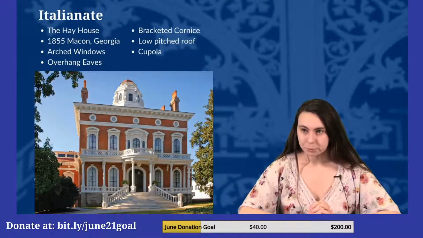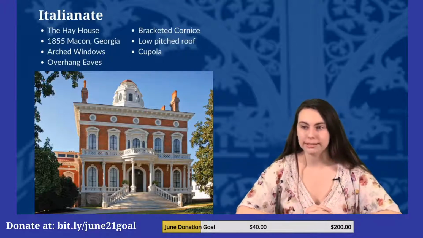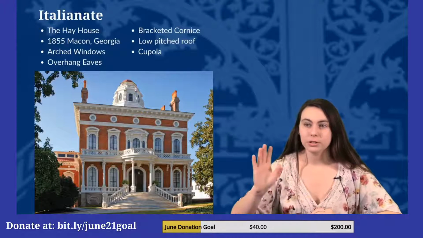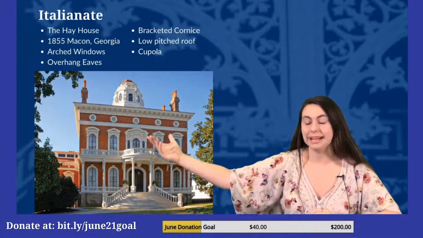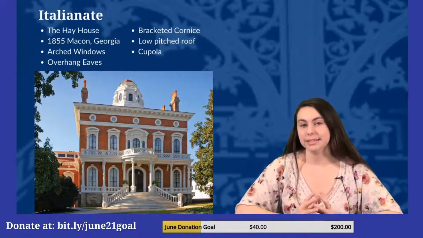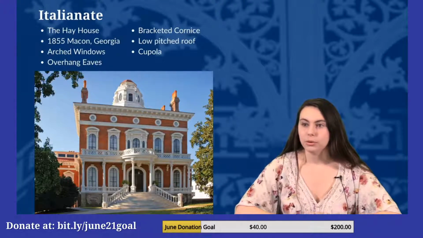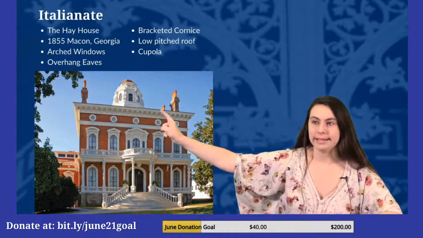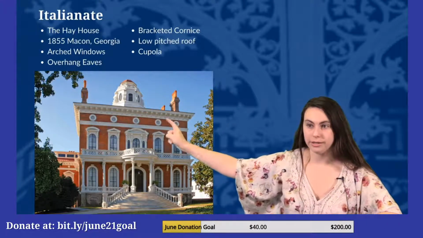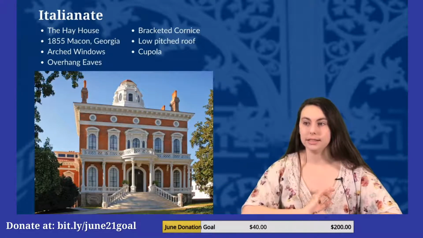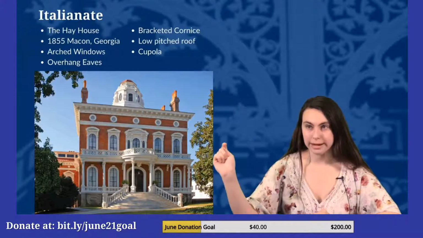So lots of arches, lots of rounded, beautiful elements. It also has the overhang here, which is very much, this is also called the Italian villa style, because it looks like the Italian Renaissance just brought on over to America. So wide eaves that are then bracketed. These large brackets go under the eave. That's the hallmark of Italianate style, that wide overhang with those brackets.